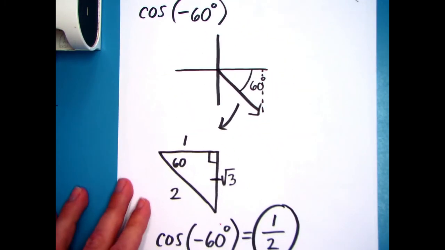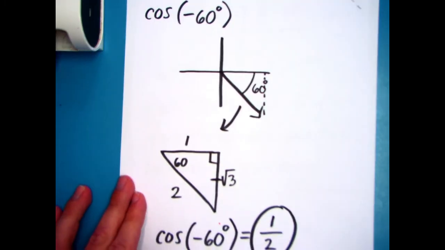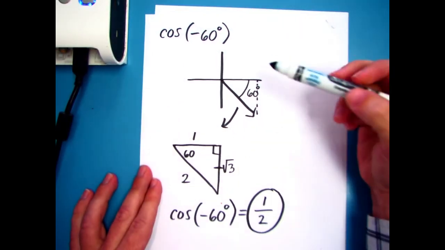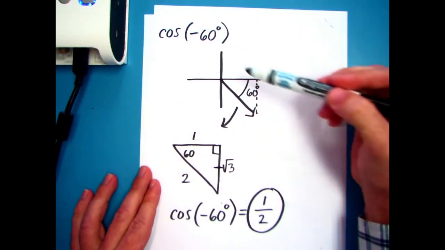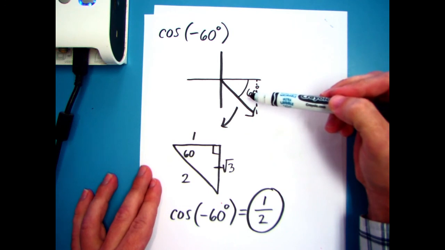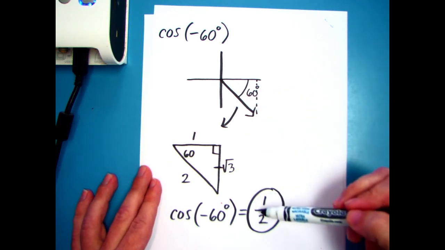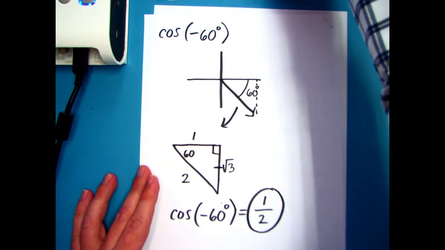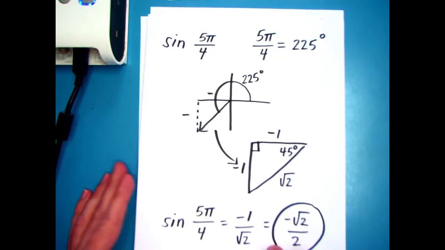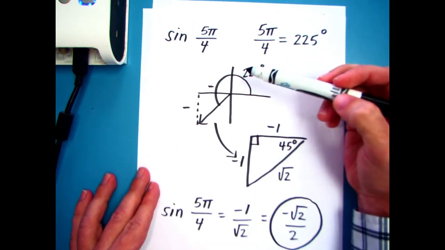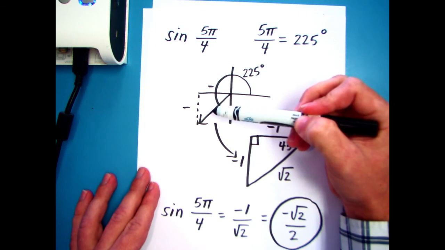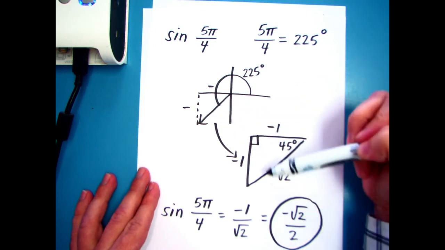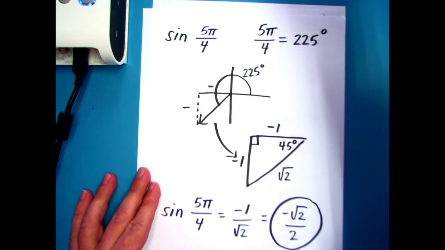Let's look at our answers. For this problem, we were in quadrant 4. We evaluated a cosine, so our answer should have been positive. It was positive 1/2. For this problem, we were in quadrant 3, where only tangent is positive. So our answer for a sine should have been negative.